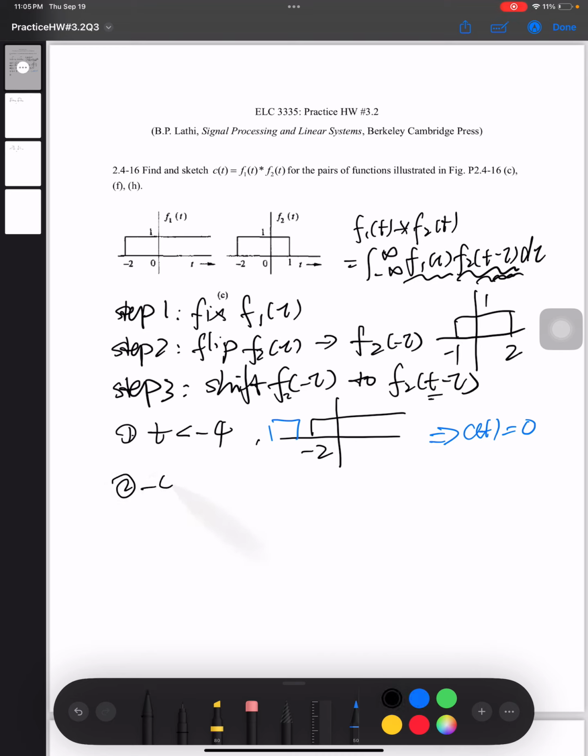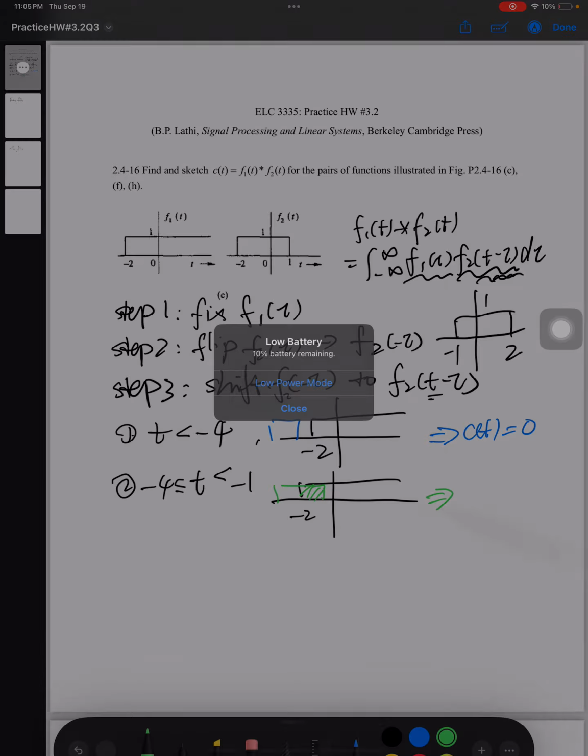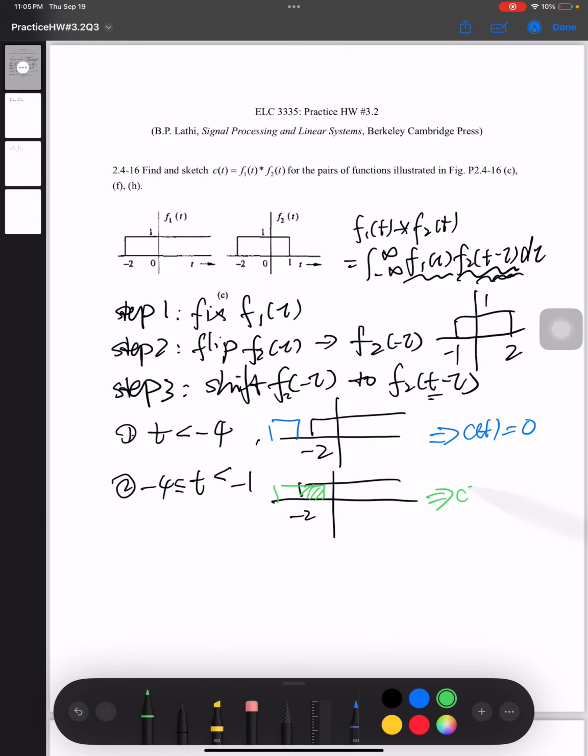And when t is larger than minus 4 and smaller than minus 1, if we plot, we will get something like this, which is the integral part. The overlap part is there. So we can get this integral for c(t), which is the integral from minus 2 to t plus 2 of d tau, equals t plus 4.